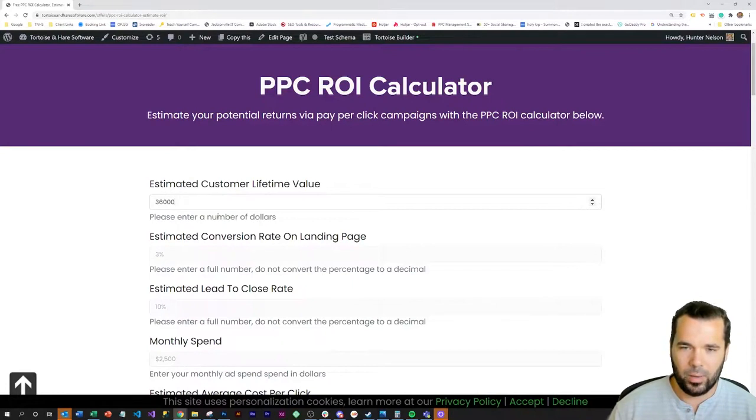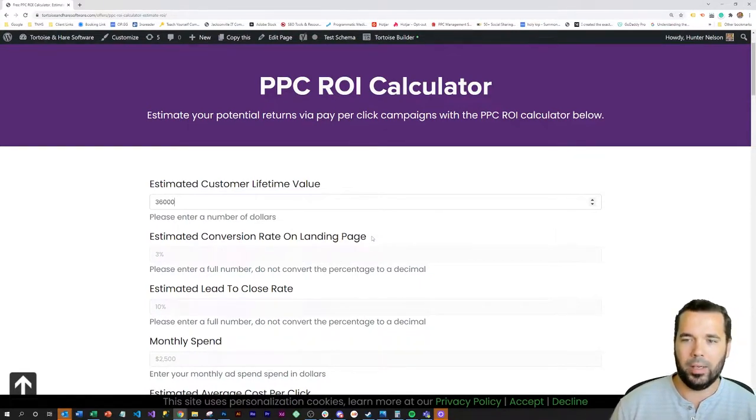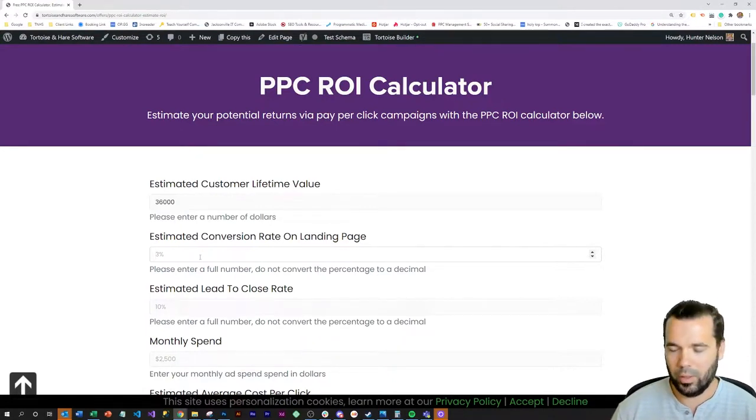And then our second number here is the estimated conversion rate on landing page. This one's difficult to forecast because new advertisers usually struggle a little bit, and it takes time optimizing the landing page, running screen capture tests. But in general, I would say a 3% number is a decent baseline to start with.